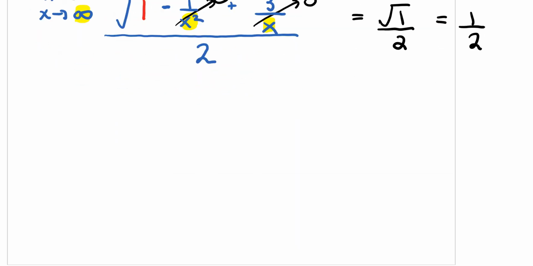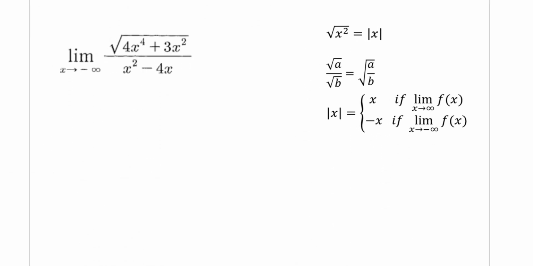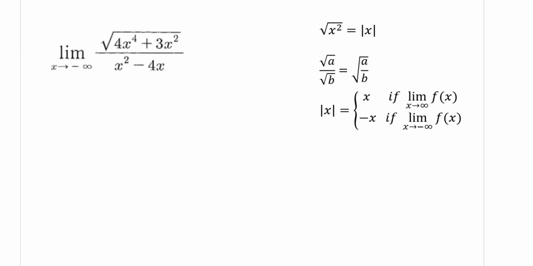And that's it. So I will not provide a graph for that one there, just because I think we kind of have an idea that these are basically questions that are asking you what is the horizontal asymptote. Okay, let's take a look at another question here.